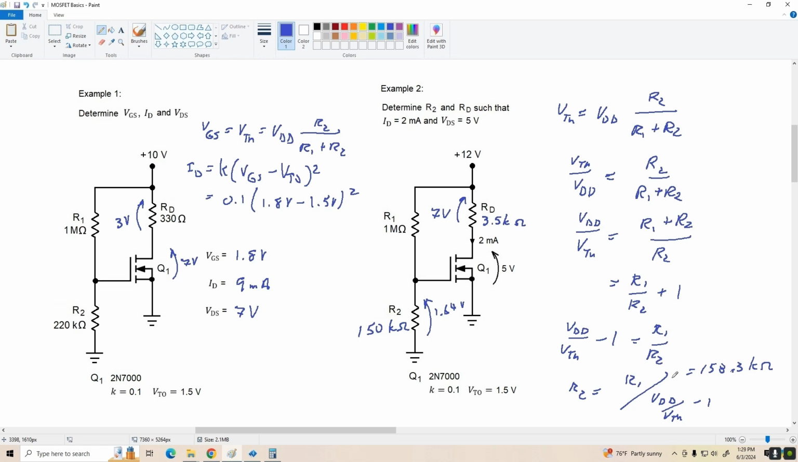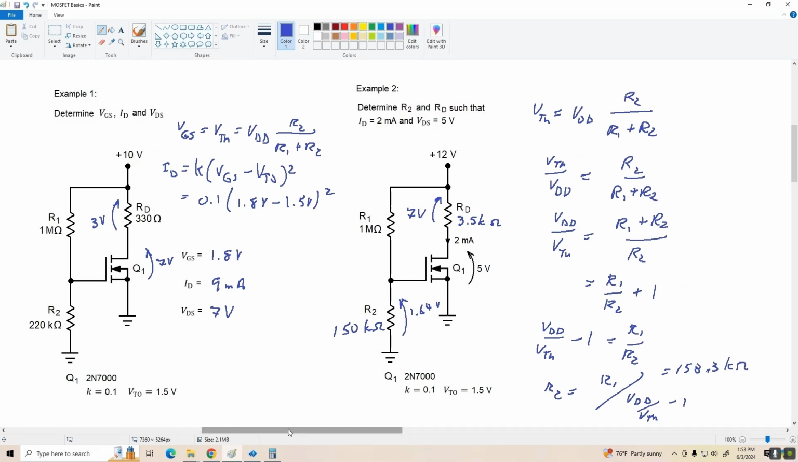All right, so what we're going to do next is take a look at a little more commonly used biasing arrangement, and it's less sensitive to parameter variations, but requires a little bit of preparation to understand how it works. So let's go on.